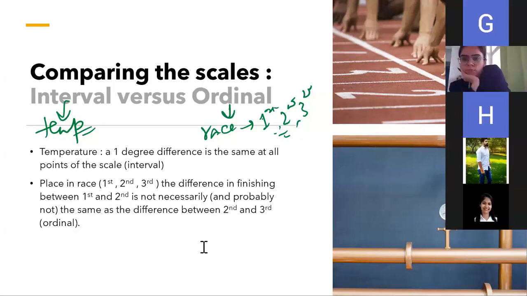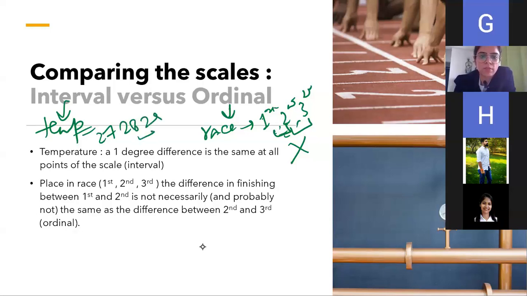Ma'am, in interval scale, differences are meaningful. Yes, in interval scale, the difference is meaningful, as in the difference is the same. But in ordinal, the difference between first and second, and the difference between second and third rank, is not the same. We don't know what the difference is. But here in temperature, say 27 and 28, 29, the difference is the same. The difference is the same at all points of the scale. This is interval scale and this is ordinal. That is the difference between these two.